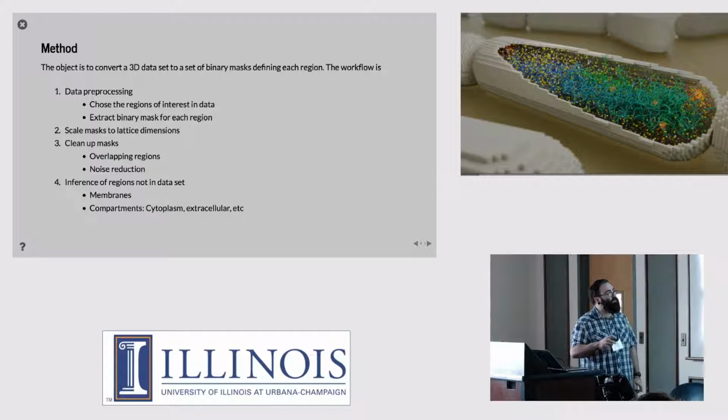You can also end up with overlapping regions. So when I look at the cell-free data or the label-free data, we'll see some of the regions overlap, and we'll have to figure out what to do with those points. And then once you've gotten segments that you're happy with, you need to figure out the other stuff, like membranes or the compartments, like cytoplasm, extracellular regions. And if you have some features that are smaller than the resolution of the imaging, like nuclear pores, you'll need to add those as well.